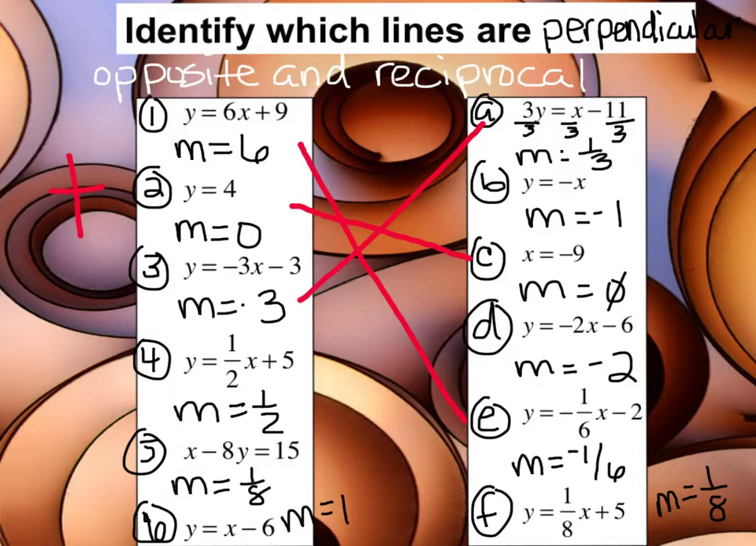Rewatch the video if you're a little confused on how to identify perpendicular slope. Bring this to class tomorrow if you have questions, and we can go over this in class together.